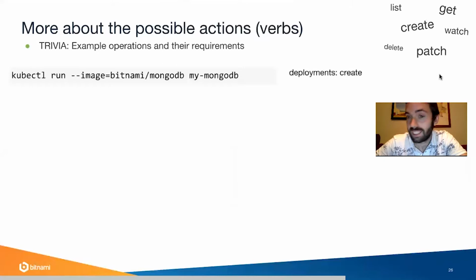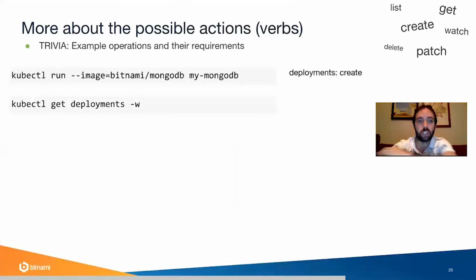So yeah, exactly. It's deployment create. We don't need anything else. If you want to know why, then I'll be glad to answer questions later on. Another one: kubectl get deployments -w, which is the one that waits for deployments to be ready.